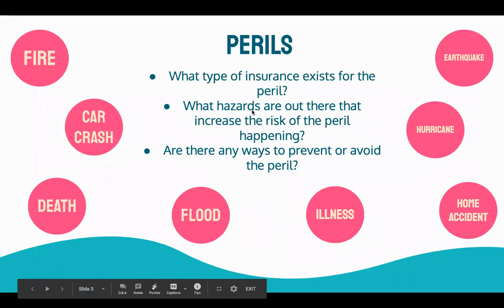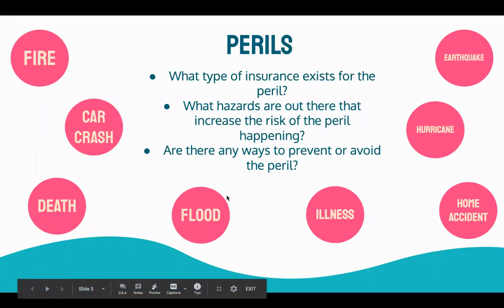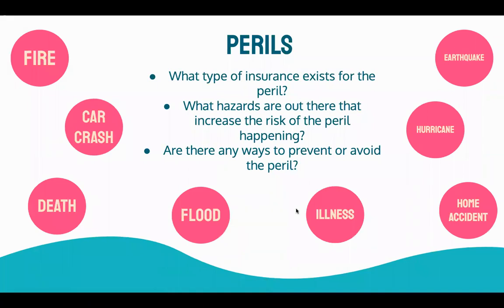So here are some examples of perils. For each peril, we just need to ask ourselves the question, what type of insurance exists for that peril? What hazards are out there that increase the risk of that peril specifically happening? And are there any ways to prevent or avoid the peril? So we have fire, car crash, death, flood, an illness, a hurricane, earthquake, a home accident. All of these are perils, but all of them we can purchase insurance for in order to shift the risk.